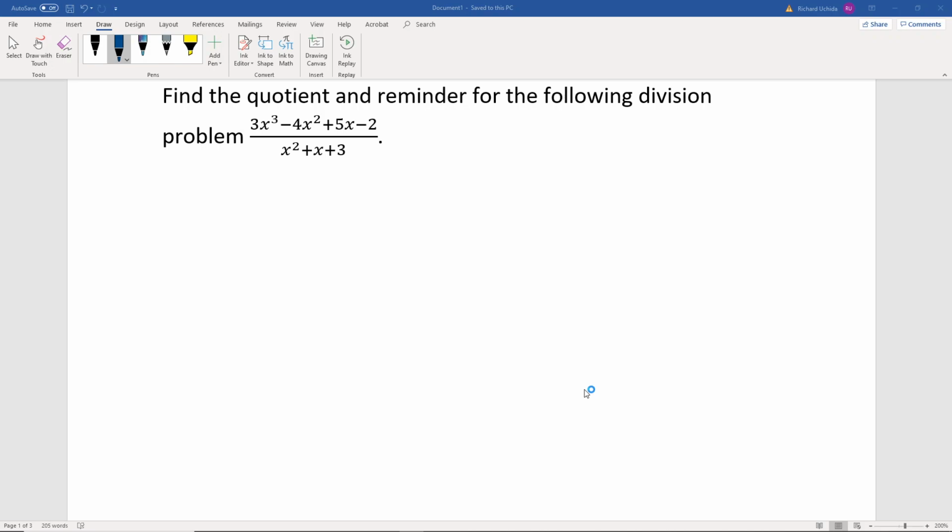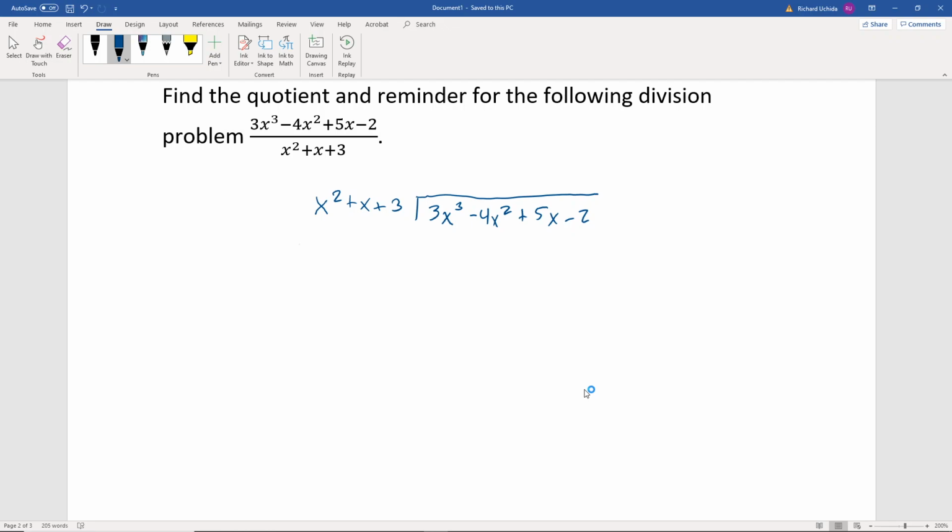So we're dividing 3x cubed minus 4x squared plus 5x minus 2 by x squared plus x plus 3. So the first thing to do is to set up the division. So we're dividing x squared plus x plus 3 into the 3x cubed minus 4x squared plus 5x minus 2. Now, if there were any missing powers in the dividend, that's the one we're dividing into, then what many students would do is put spaces for those missing powers.